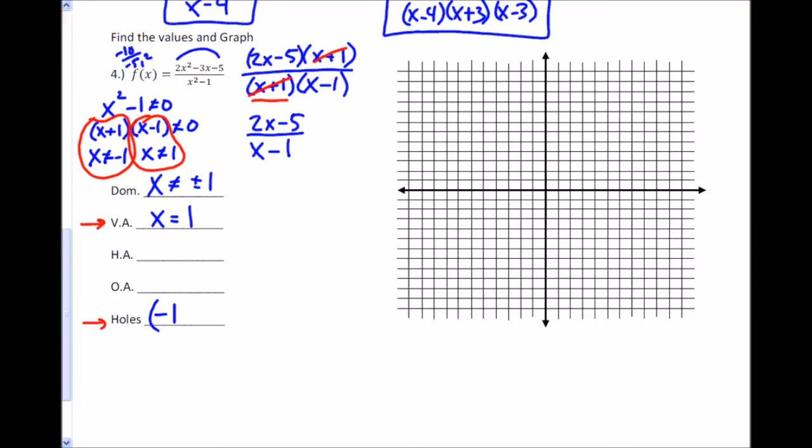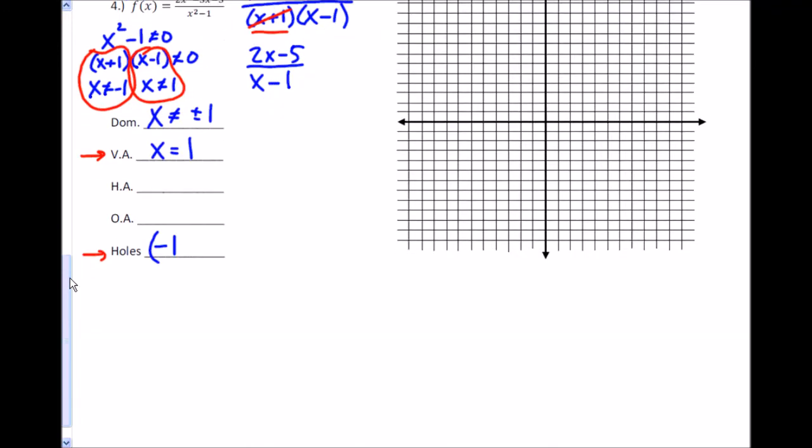Okay? To finish getting my hole in the graph, I'm going to plug that x value into this simplified form of the function. So I'm going to bring that down here and do that. So let's see, that's a 2 times negative 1 minus 5 all over negative 1 minus 1. So it's going to be a negative 2 minus 5 over a negative 2, which is a negative 7 over a negative 2, which is a positive 7/2. Or since we're going to be graphing this, I guess I should just call it a 3.5.